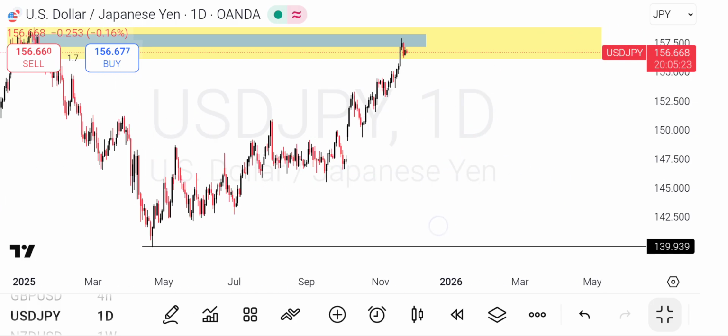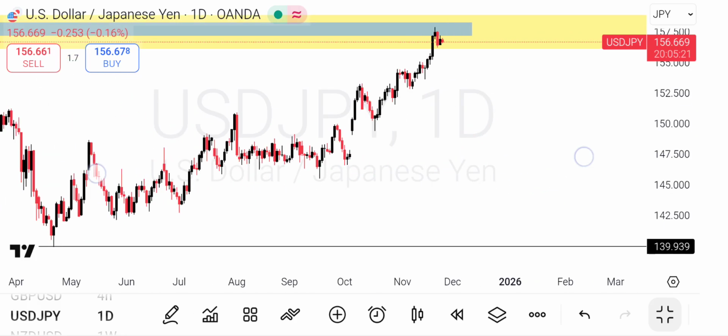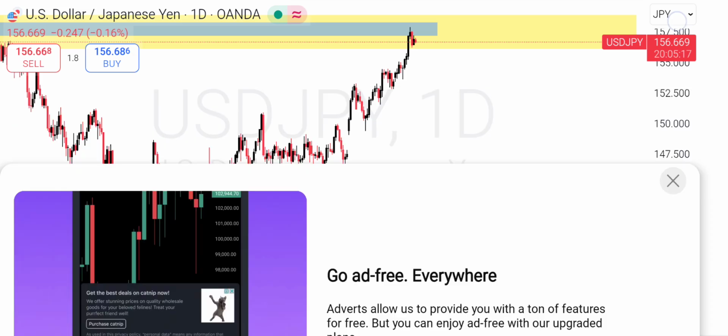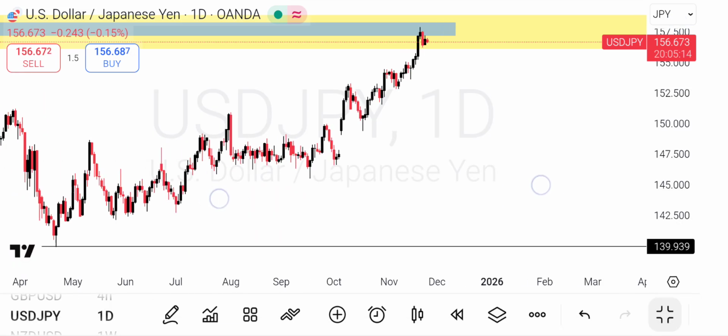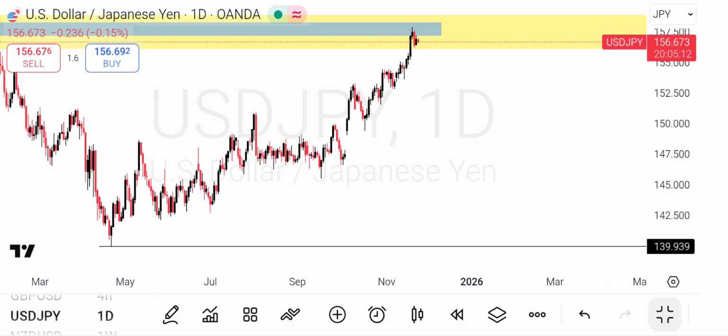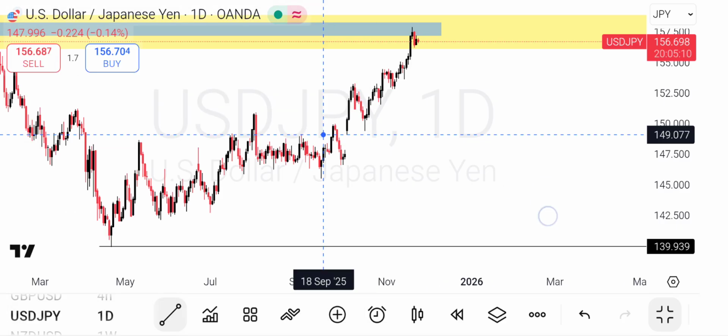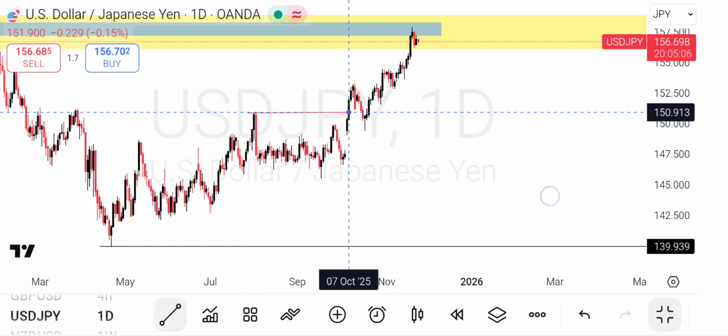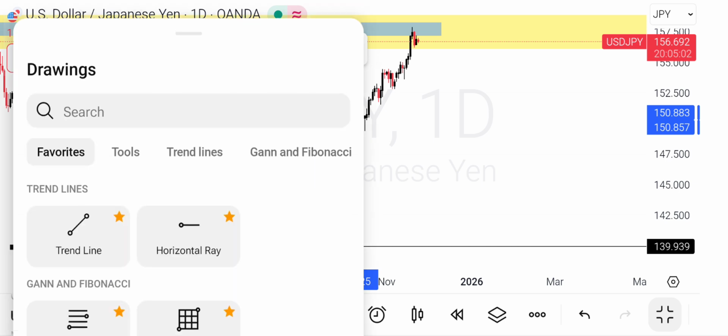So the next thing I want to do now is to mark out the recent break of structure to the upside on the daily. If you check very well, I have this break of structure, the significant one, this, and I also have this.